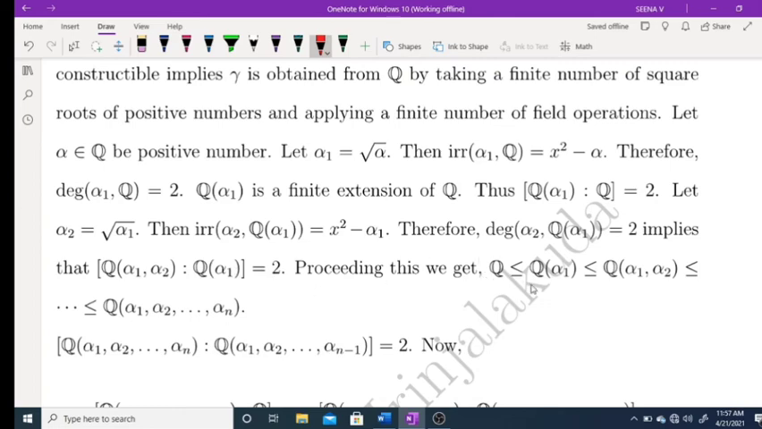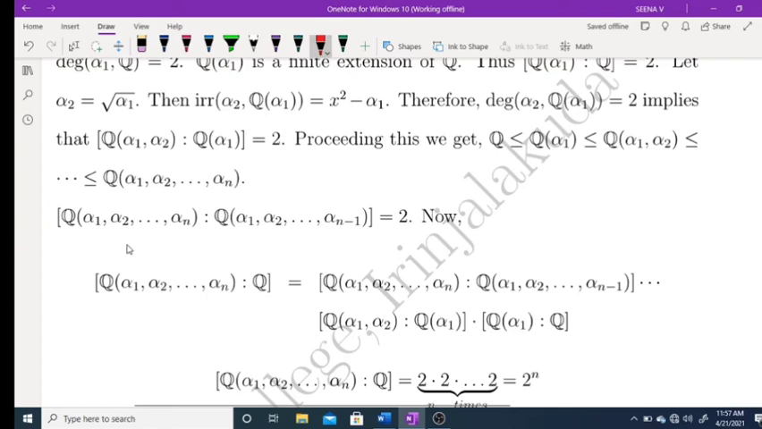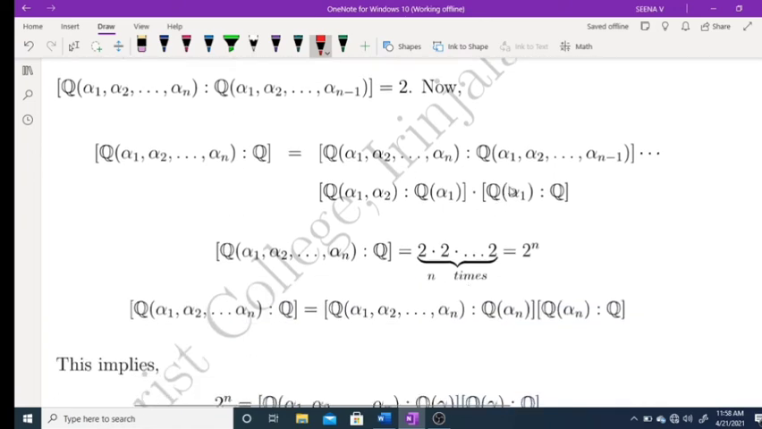Proceeding like this, we get Q is a subfield of Q(alpha 1), which is a subfield of Q(alpha 1, alpha 2), and so on up to Q(alpha 1, alpha 2, ..., alpha n), and the degree of Q(alpha 1, ..., alpha n) over Q(alpha 1, ..., alpha n minus 1) is equal to 2. Now applying the same procedure, earlier we have discussed that the degree of Q(alpha 1, ..., alpha n) over Q is equal to 2 times 2 and so on, n times, which is equal to 2 raised to n.